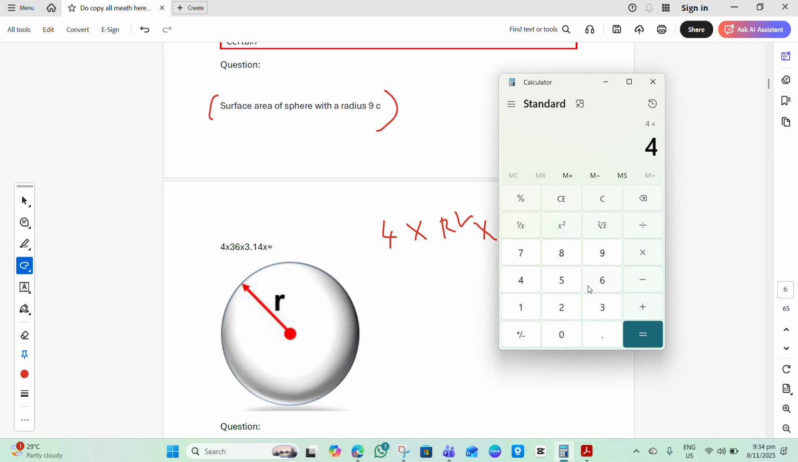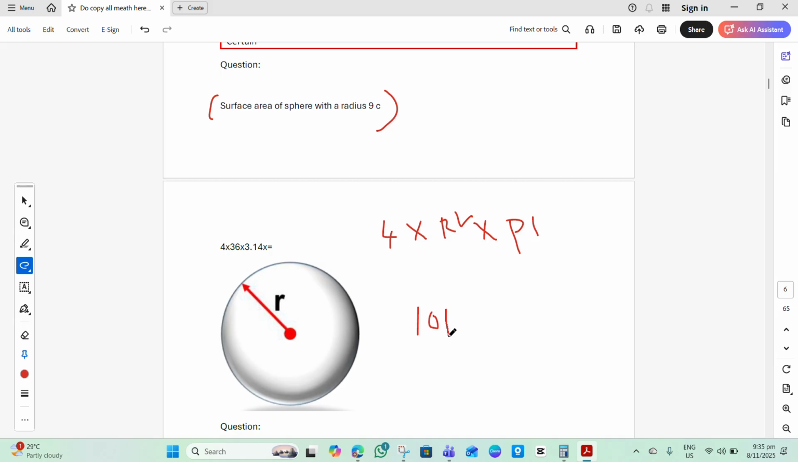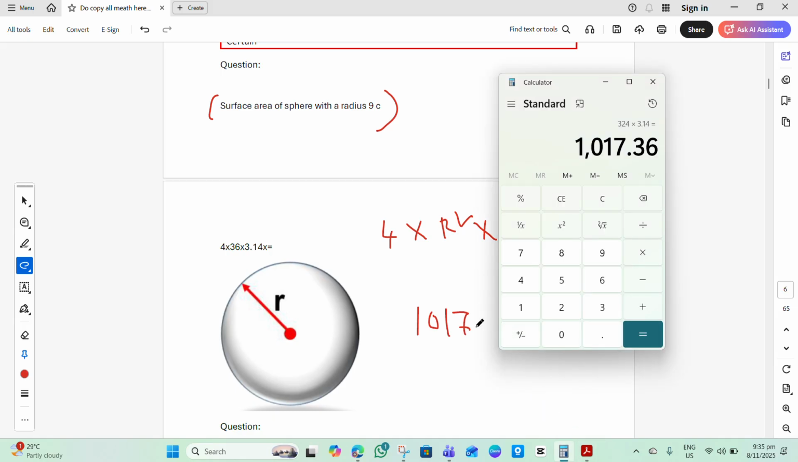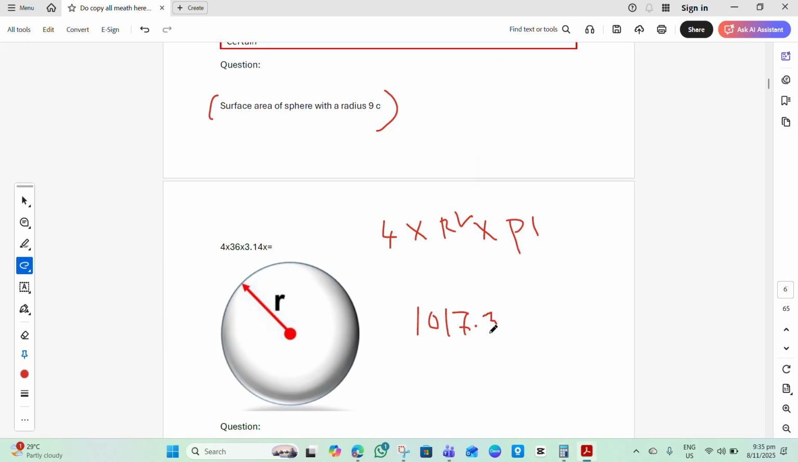9 times 9 is 81. 81 multiplied by the pi value, 3.14, so 1017.36 is the answer. Okay, so based on the formula.